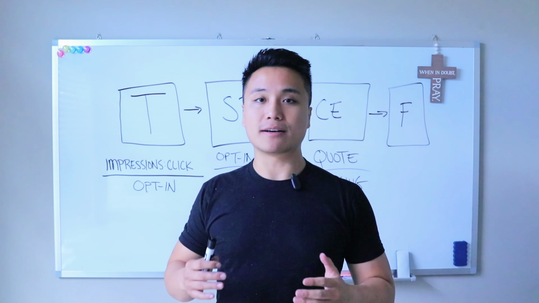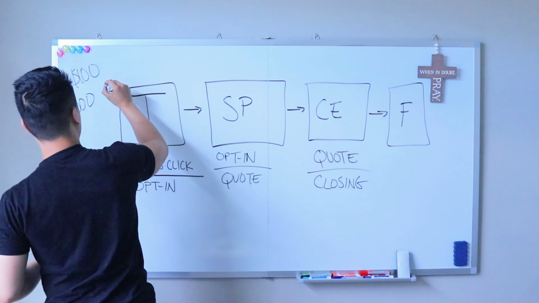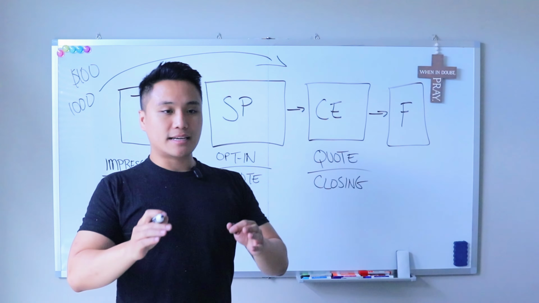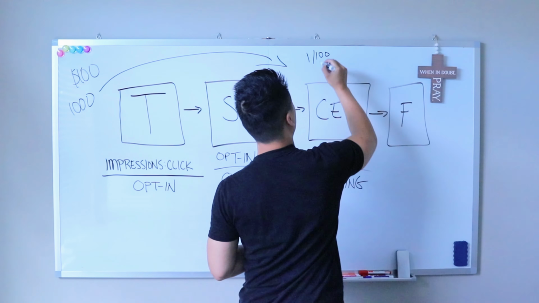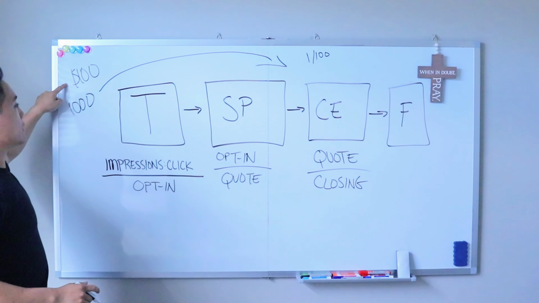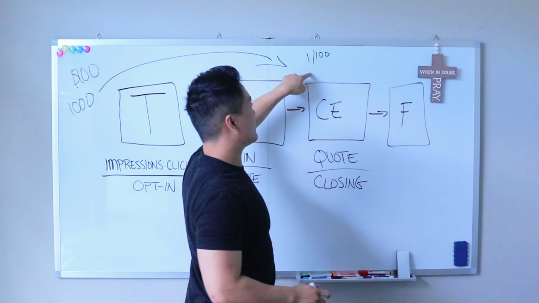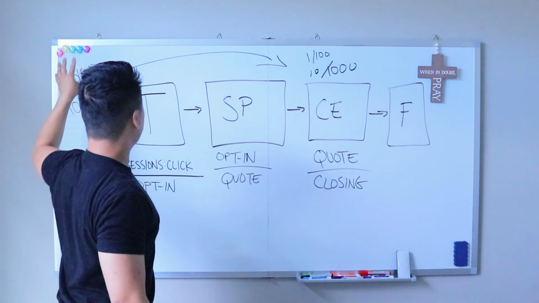So in a hypothetical example, if you spend $100 to get 1,000 visitors to visit your website, and you know that you have a 1% conversion rate, that means 1 out of 100 people who visit your website end up buying. If $100 gets you 1,000 visitors, that means you should get 10 sales. And that's the math that we're playing here.